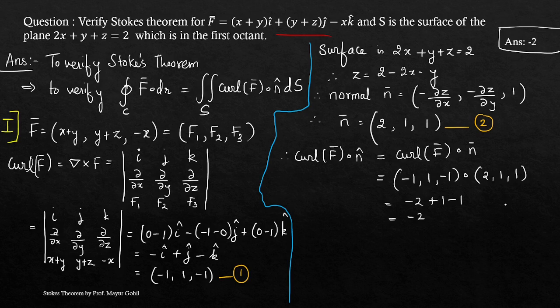So this is the first part, calculating curl f bar, calculation of normal and calculation of curl f bar dot n hat. Okay, so these are the three portions in the first steps that we will need to calculate if we start with the double integration portion. Okay, so that is what we have got. Now let us draw the diagram and understand.